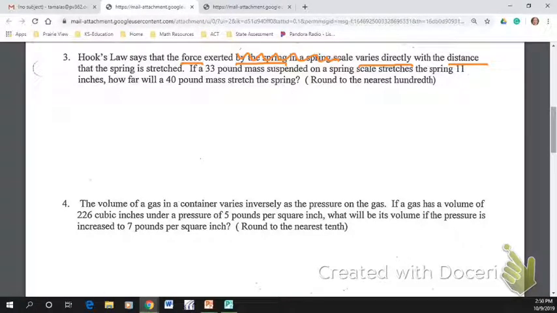Okay? So we have a force varies directly with the distance. That's all I really need to write this formula. The force varies directly with the distance. So force, I'm going to use F for force, equals... This is a direct variation, so I put my k, the constant, times what? What is it varying directly with? The distance, so d for distance. Force varies directly with distance, kind of like our total pay varied directly with the number of hours worked.